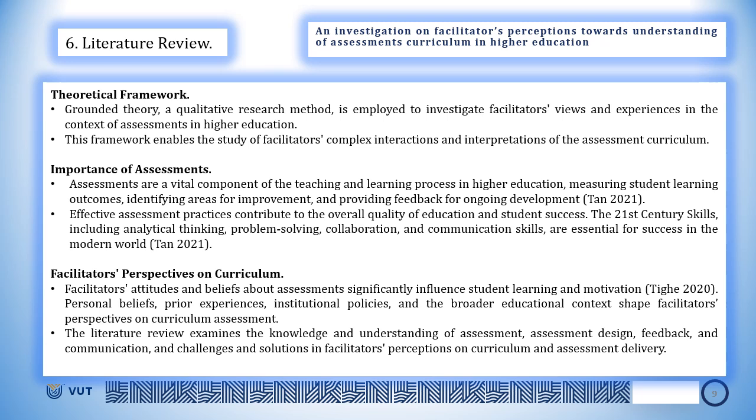Today I would like to present a brief overview of the literature related to facilitators' perceptions on the assessment curriculum in higher education. Therefore, my focus will be on the importance of assessment in higher education, in teaching and learning, and how facilitators view its role in the overall process.